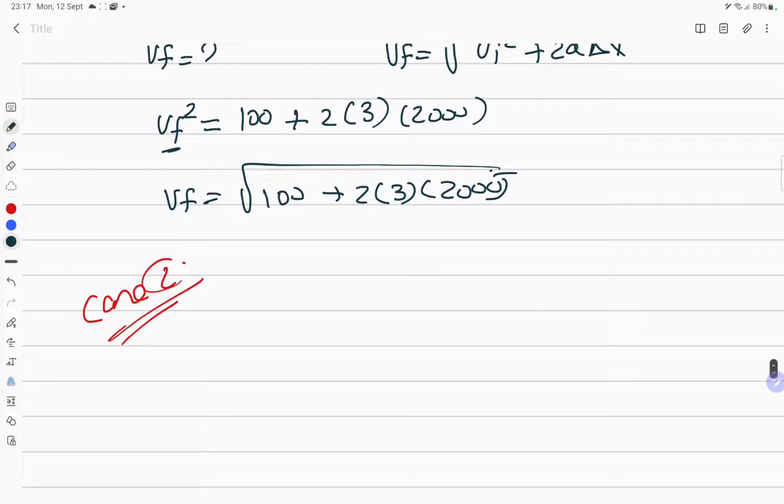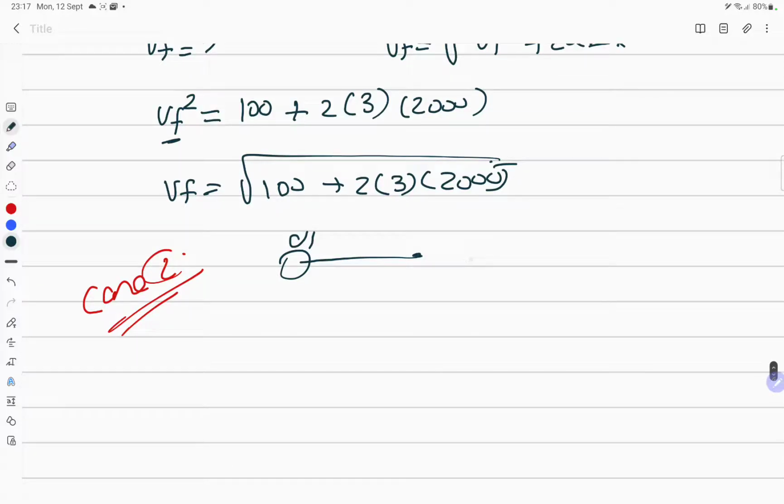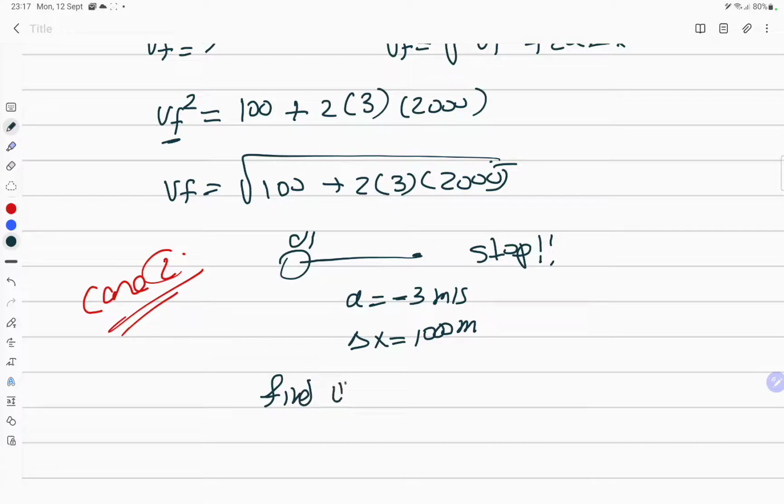Case 2, let's say a body starts with some initial velocity, I don't know it, and at the end it stops. The body moves with a deceleration equal to negative 3 meters per second squared and a displacement equal to 1000 meters. Find v initial.